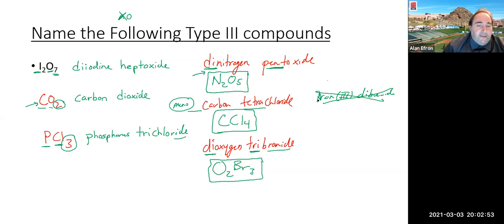So type 1, type 2, type 3, each has its own way of naming them and its own way of identifying things as type 1, type 2, type 3. Again, if you see something that's a metal, non-metal with no Roman numeral, you know it's type 1. If you see a metal, non-metal with a Roman numeral, it's type 2. And if you see prefixes, you should know it's type 3 and a non-metal, non-metal interaction. Question on that stuff there? It's a good question.